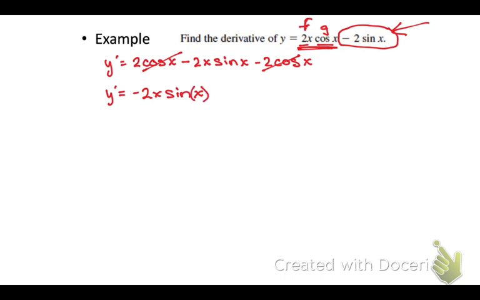Where did you get that from? The 2 cosine x and the negative 2 cosine x. I thought you combined them. Yes. Oh, okay, never mind, yeah.